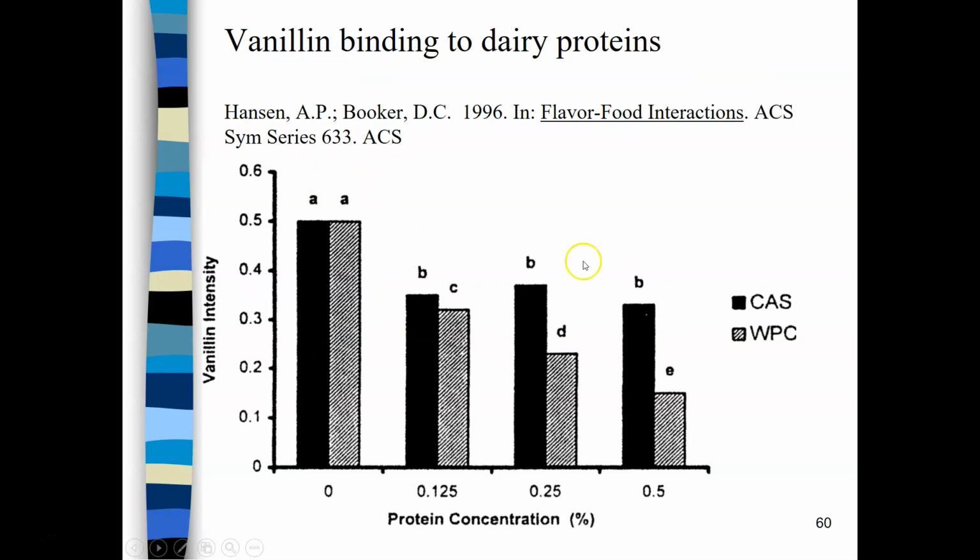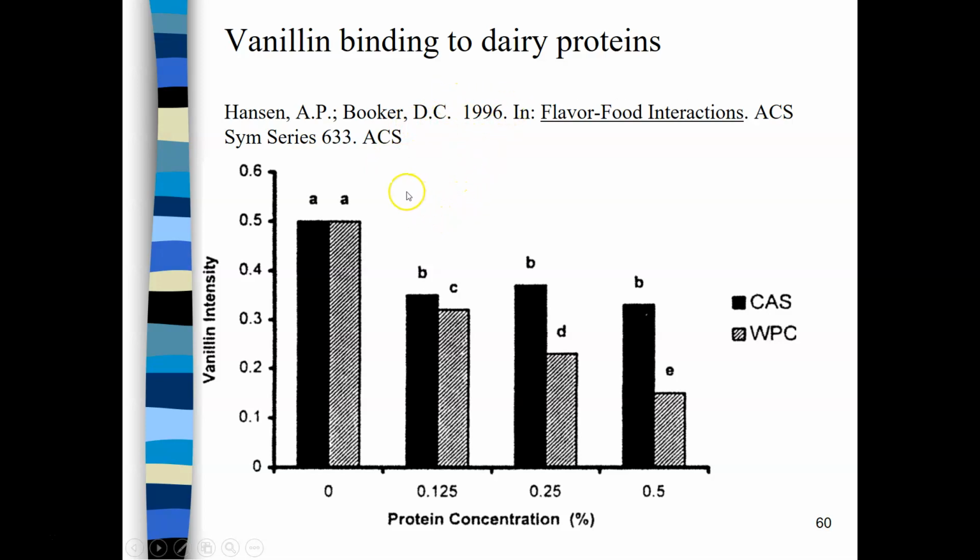There's some old work by Arthur Hansen that does give an idea. Here's sensory vanilla intensity, arbitrarily set in value over here. This is no protein in solution. We add vanilla to water. That's our benchmark, our starting point. Then 0.125% casein or whey protein. Look at how much the flavor dropped off. Go to 0.25%. Go to 0.5%. We see a very rapid decrease, and much more so in whey protein than in the casein. So we're getting binding of vanilla, vanillin specifically, to the protein.